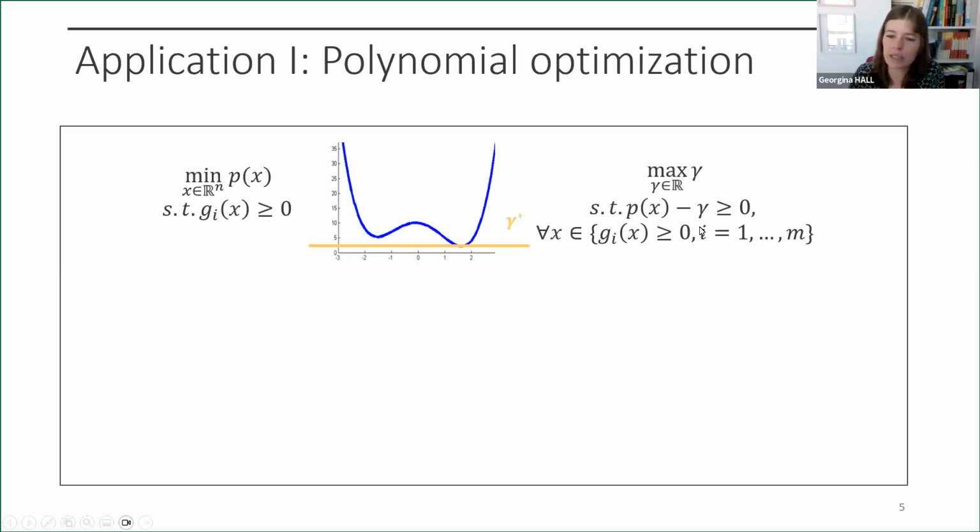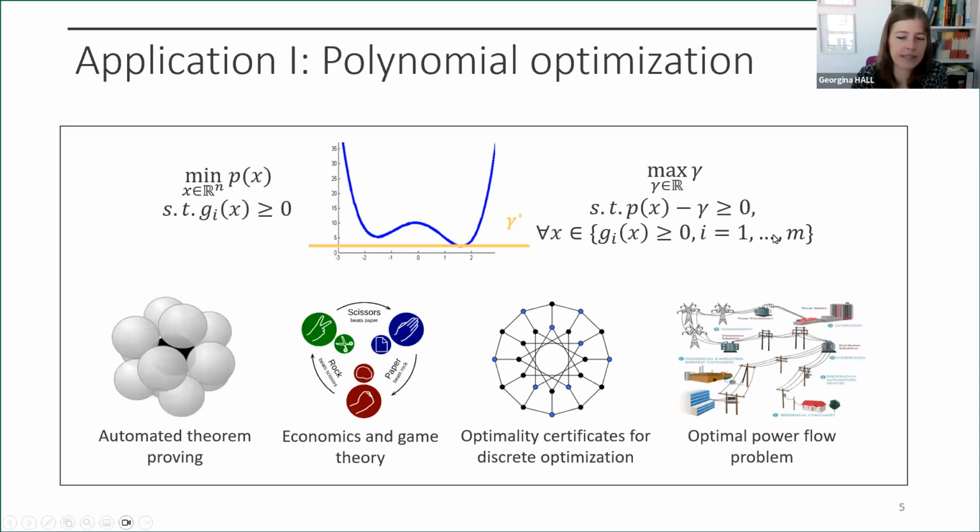Here, the polynomial under consideration is P of x minus gamma, and we're trying to find one of the coefficients of this polynomial, namely gamma. So this is a linear objective in the coefficients of this polynomial, and we're requiring that this polynomial be non-negative over this set. And polynomial optimization arises in many different applications.